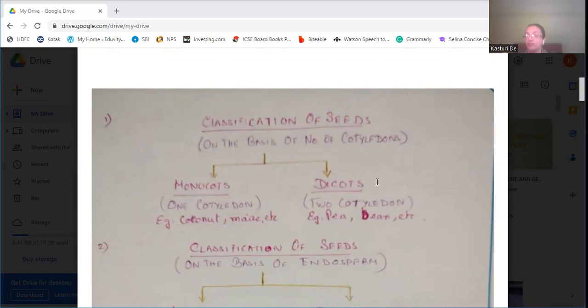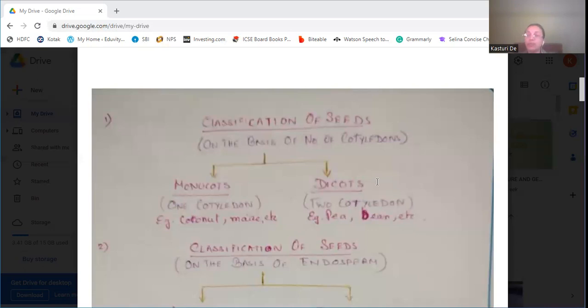The seed which has two cotyledons is a dicot seed, and monocot seeds are those which have only one cotyledon. The plant whose fruits contain these monocot seeds is a monocotyledonous plant, and plants which contain dicot seeds are dicotyledonous plants. Monocotyledonous plants are coconut, maize, etc., and dicotyledonous plants are pea, beans, etc.